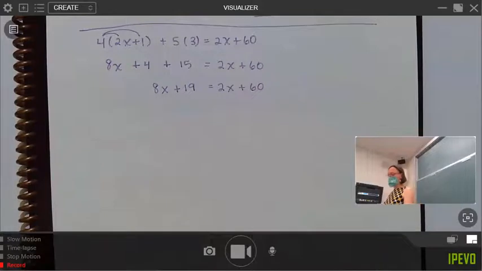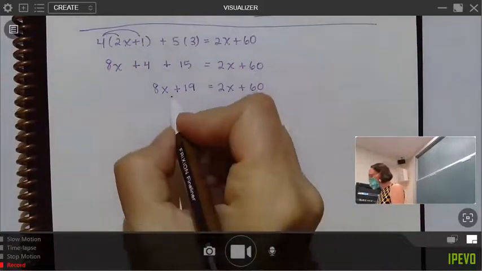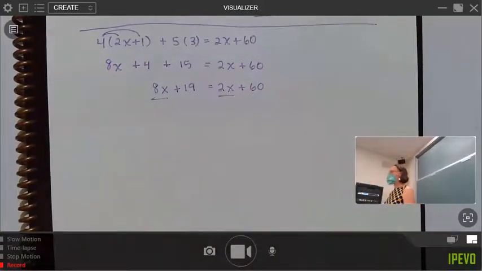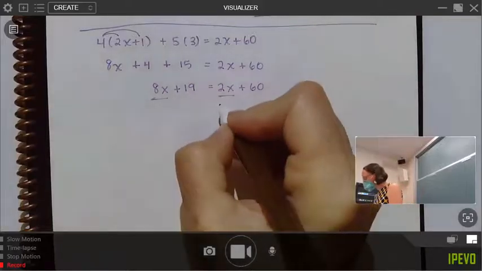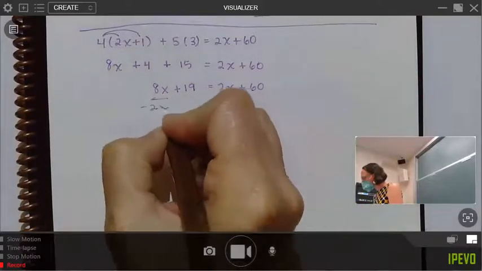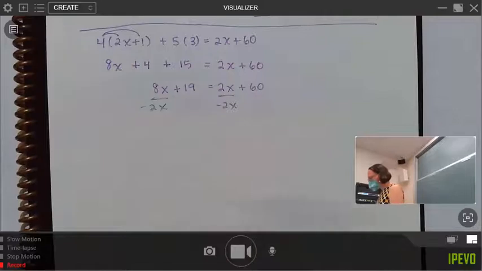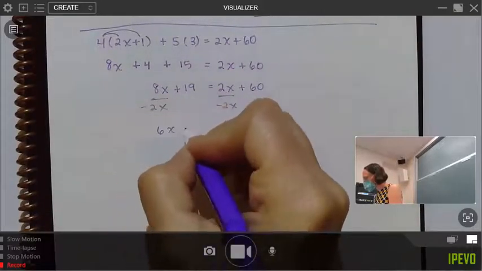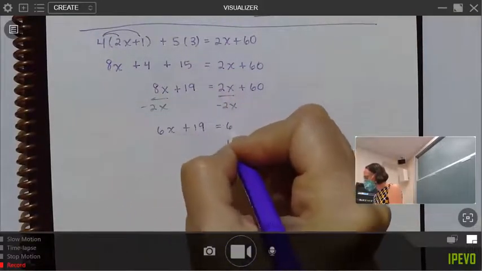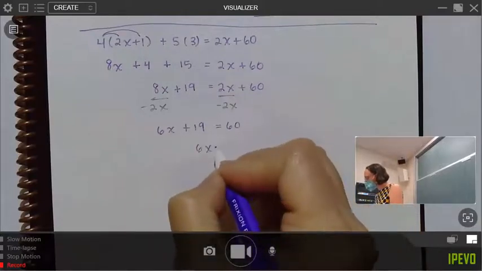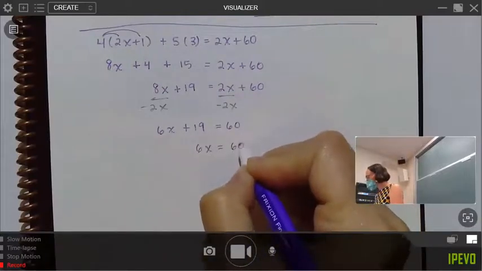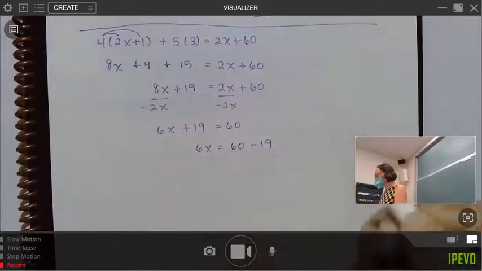This is the point where I would pause for a second and say which side has more x's on it. I'm going to move everything to the side with more x's so that my final coefficient works out to be a positive number. I'm going to subtract 2x from both sides. So now I've got 6x plus 19 is equal to 60. And then I've got 6x is equal to 60 minus 19.